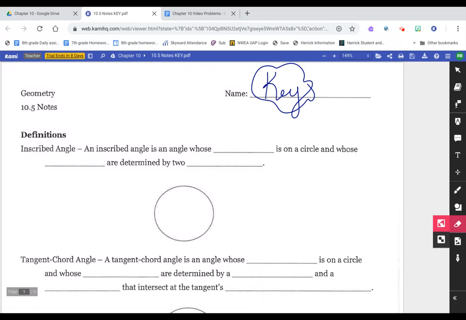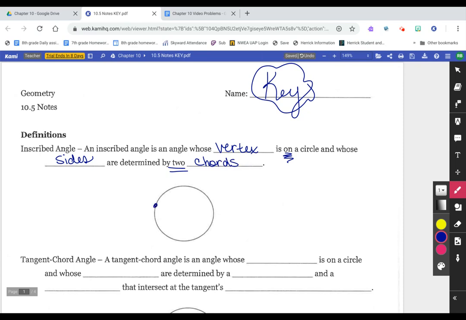All right, for an inscribed angle, an inscribed angle is an angle whose vertex is on a circle and whose sides are determined by two chords. So inscribed, think it's inside the circle. So we could put a point there. That'll be the vertex. And a chord goes from one point on the circle to another. And we have two of those. So that would be an inscribed angle.